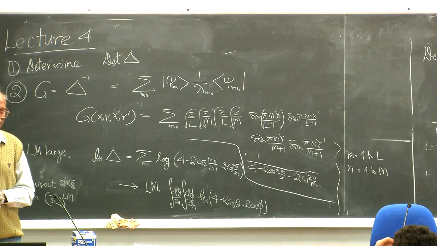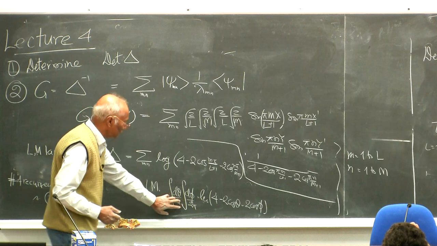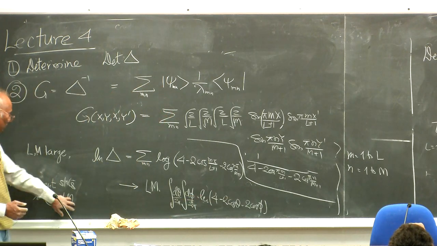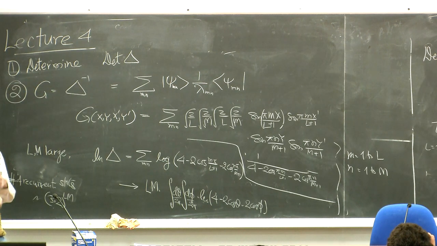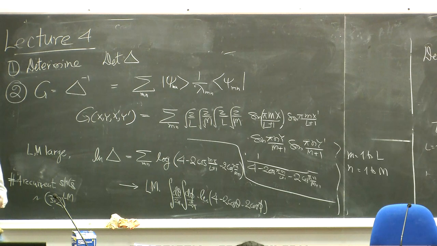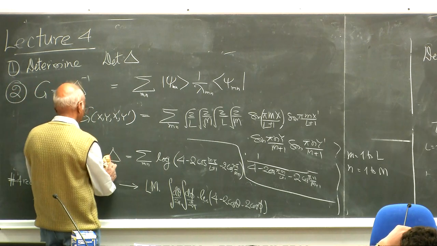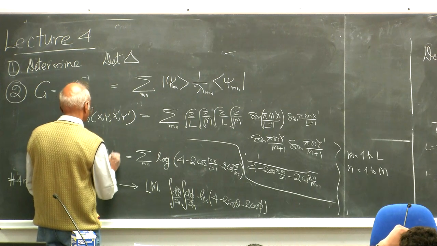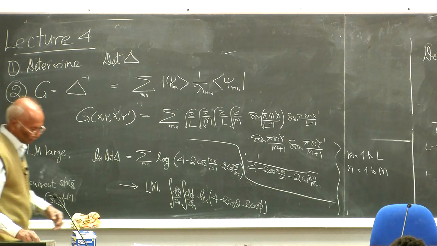The number of recurrent states, this number is log of 3.2, so this becomes 3.2 to the power LM. Okay? And it is nice to notice that this number is much smaller than the size of the stable configurations with positive heights. Yeah. So the number of recurrent states goes like this, that is correct. This is the log of the determinant. Log of the determinant. Yeah, sure. Okay. Very good. What else?